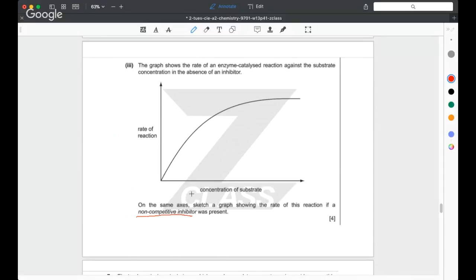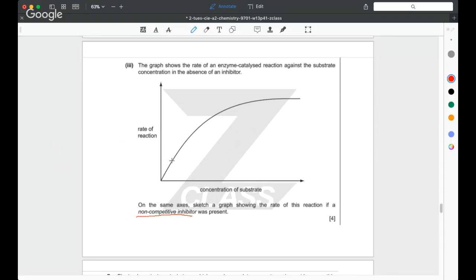What it does is it binds to somewhere else on the protein chain of an enzyme and then causes the active site to be distorted. And when the active site is distorted, it doesn't have the same catalytic power, and so the rate of reaction from a distorted active site is less than the rate of reaction from an undistorted active site. And so we'd expect the rate of reaction to be lower when there's a non-competitive inhibitor present.